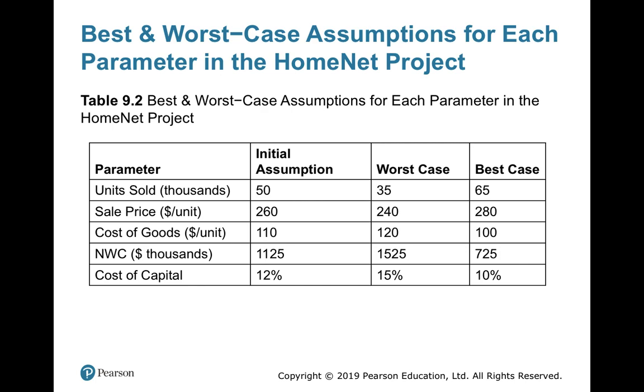If the worst case comes also, see, you assumed 50,000 will be sold, 260 per unit will be selling price, 110 will be cost price, 1125 working capital requirement, 1.125 million is the working capital, cost of capital 12%. If worst scenario comes, my sales will be 35,000, sell price will be 240, cost of goods will be 120 per unit, working capital will increase to 1.525 million, cost of capital increase to 15%. What will be the output? If best scenario comes, what will be my output?